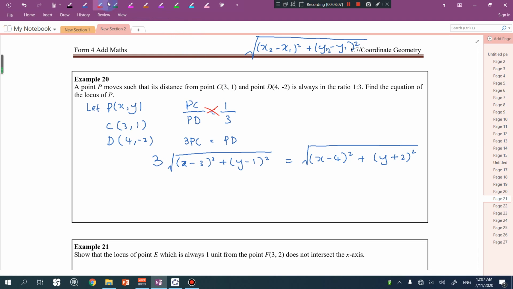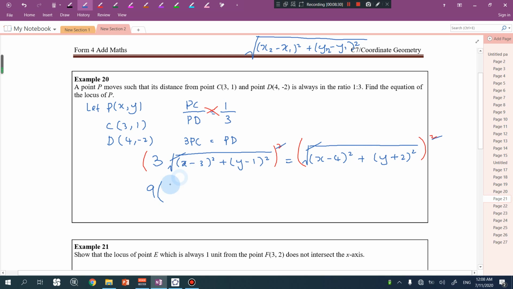Okay, so the next part is to square both sides so that we can get rid of this square root. Square this part and square this part as well. When you square both sides, always be careful. This 3 will become 9. And this one, no more square root. Okay, so here you can do some expansion.